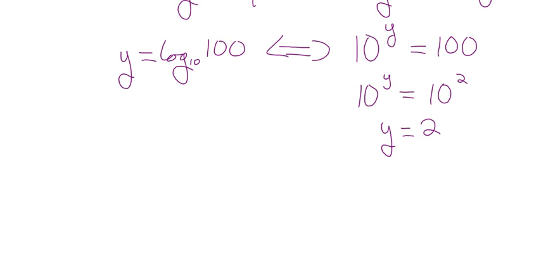Okay, so we see an expression written in logarithmic form, y equals log base 10 of 100. You can convert it to exponential form and solve, or you can simply say 10 to the what gives me 100. And everybody says 10 squared, right? So then y equals 2, and I don't need to do this formally.